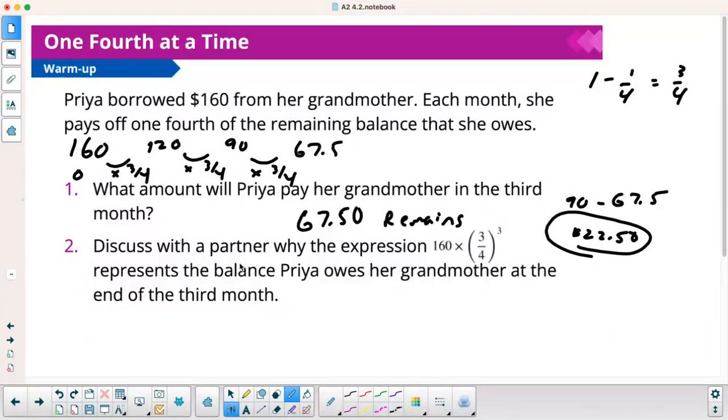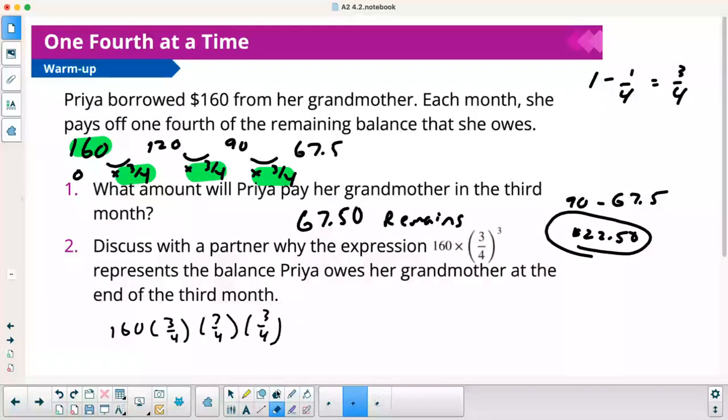All right. So discuss with a partner why the expression 160 times 3/4 to the third represents the balance Priya owes her grandmother at the end of the third month. Here's the path I start with. I've got a lot of numbers here, but it's really 160 times 3/4 times 3/4 times 3/4. If I didn't want to find these months, I could just bypass them and do times 3/4 times 3/4 times 3/4. But rather than do that, it's probably quicker and easier to just take 3/4 to the third power.